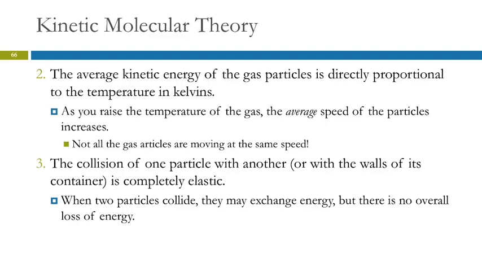The average kinetic energy of the gas particles is directly proportional to the temperature in kelvins. When you increase the temperature of the gas, the average speed of the particles increases. Temperature is a measure of average kinetic energy. When you heat a gas, the kinetic energy increases, the particles move faster. So they're traveling through space faster. It's important to understand that this is the average speed. Not all the particles are moving at the same speed. There's a distribution. Some of them are slower, some of them are faster, but the average goes up when you increase the temperature.